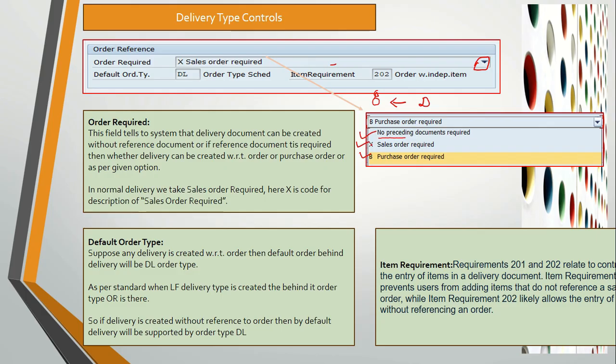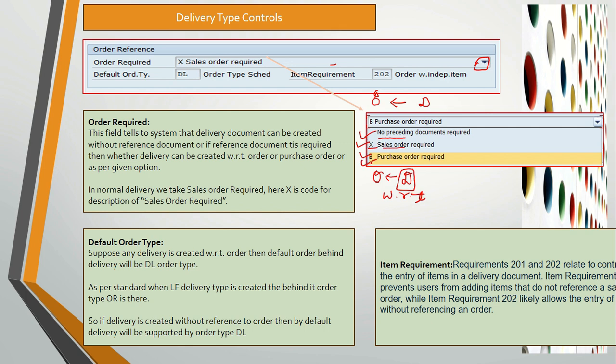But if you select X, it is sales order required. It means while you create the delivery, the system will check whether any order exists before the delivery. It means delivery can only be created with reference to an order. Without an order, delivery cannot be created.